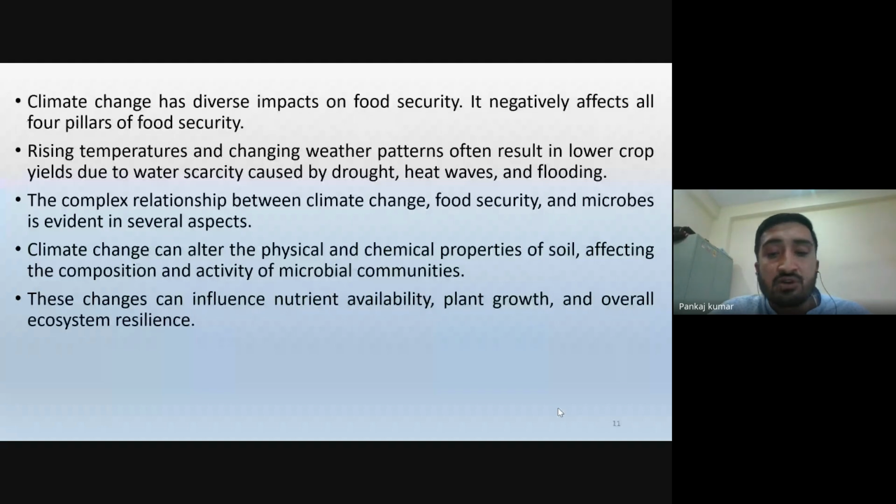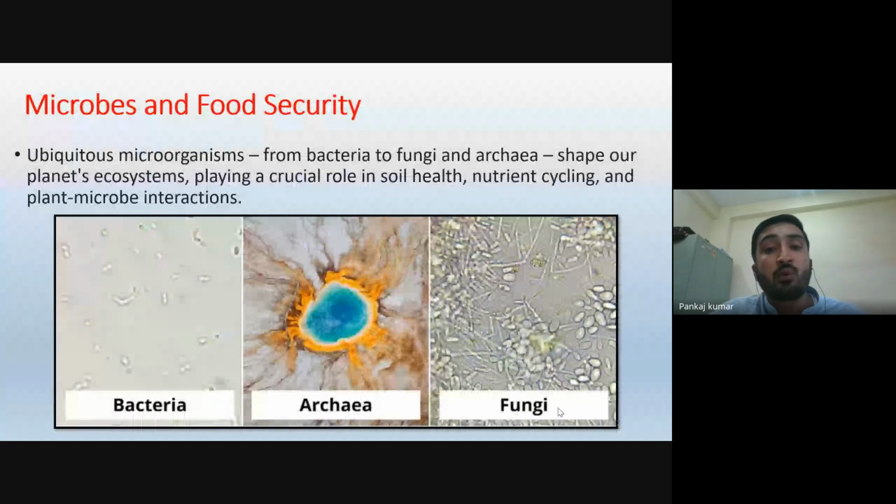These changes can influence nutrient availability, plant growth, and overall ecosystem resilience. Now, the microbes and food security. Ubiquitous microbes means those microbes that are available everywhere, from bacteria to fungi and archaebacteria, shaping our planet's ecosystem, playing a crucial role in soil health, nutrient cycling, and plant-microbe interaction. A symbiotic relationship is one of the things that plants and microbes have with each other.